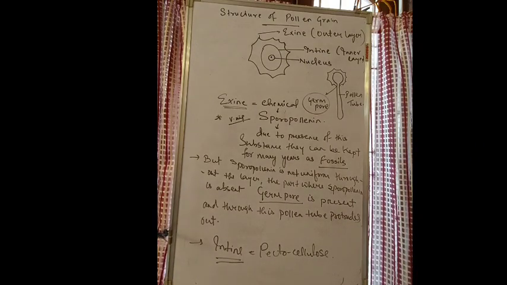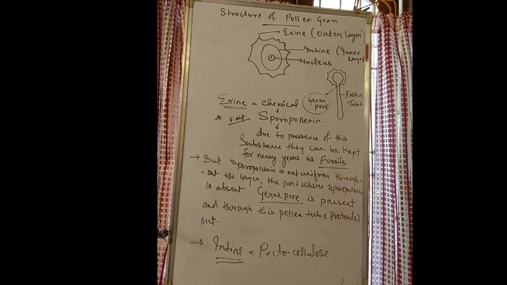And the inner layer is the intine. Intine is made up of protein and carbohydrates. So together the protein, pectocellulose, we can call it pectocellulose, or sometimes it is also written as pectin and cellulose. Okay, pectin and cellulose, and hence together we can call it pectocellulose. So this is the structure of the pollen grain.